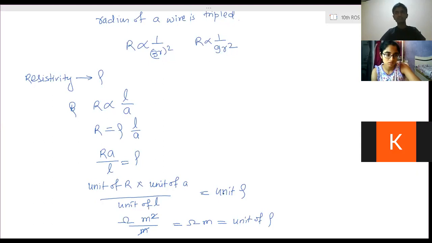Now questions are asked based on this, give-reason questions. One is, why are copper and aluminium used for conducting wires?